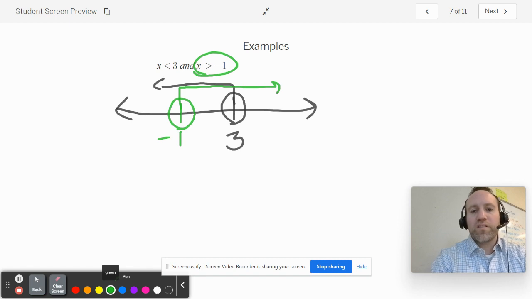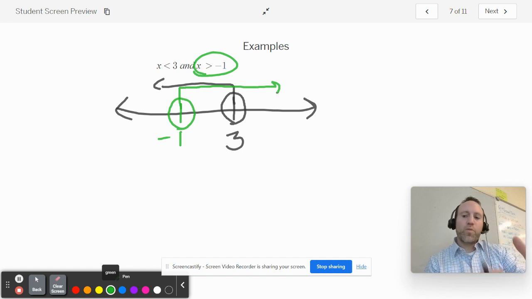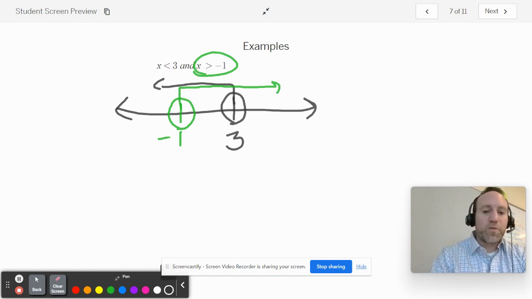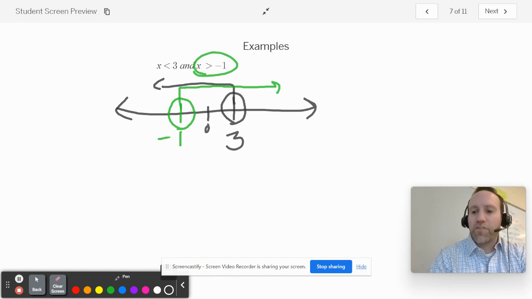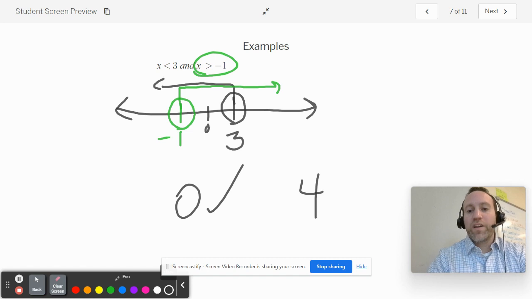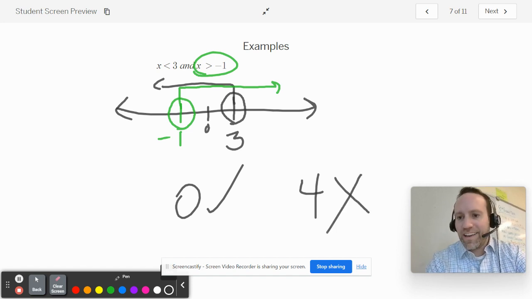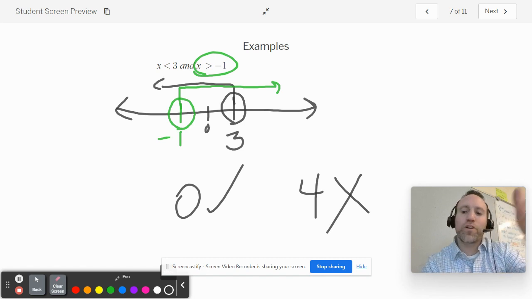So if you notice, the numbers that are going to work here are the numbers between -1 and 3. It has to be greater than -1 and less than 3 in order to be an answer to this problem. So for example, a number between them would be 0. 0 would work. 4 would not work because even though 4 is greater than -1, it's not less than 3. It has to work for both of them.